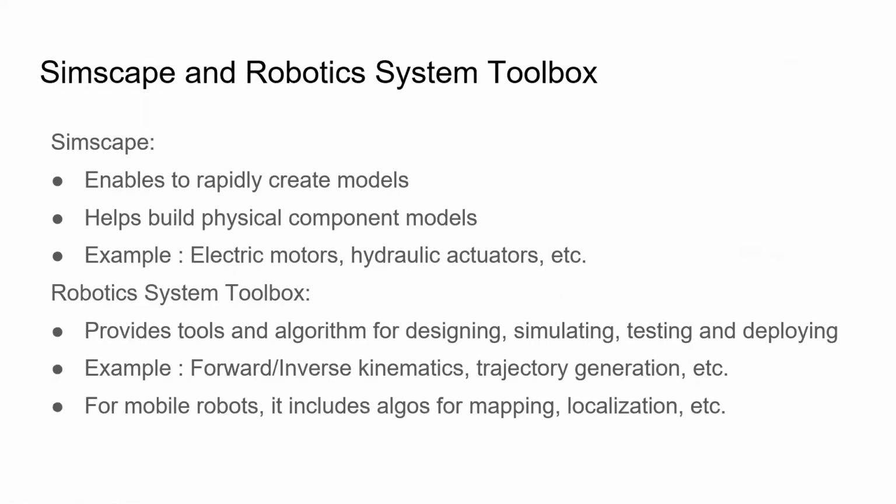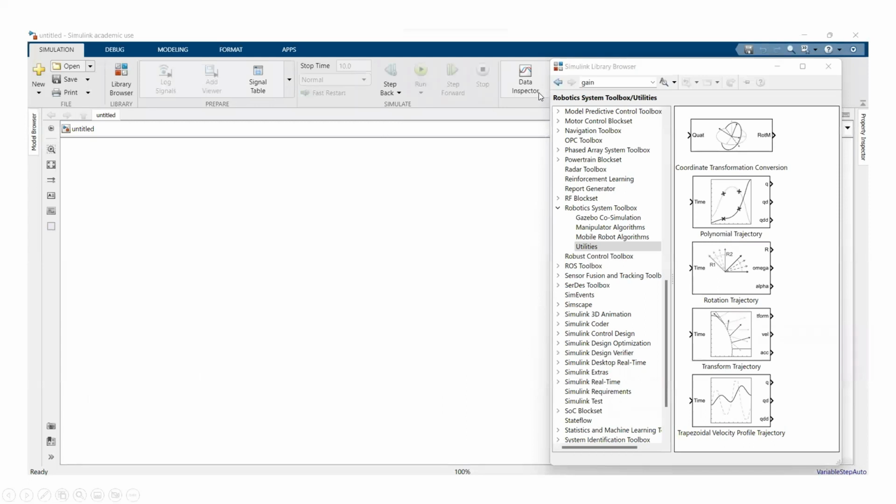So these are some of the basic details about Simscape and the Robotics System Toolbox. It enables us to rapidly create models, and we'll be using the Robotics System Toolbox, which provides tools and algorithms for designing and simulating. We'll be utilizing all the ones mentioned here, like forward and inverse kinematics, trajectory generation, etc. So this is what the outlook is going to look like. I'm going to show you the one which we're using after I had created the blocks for this particular project.